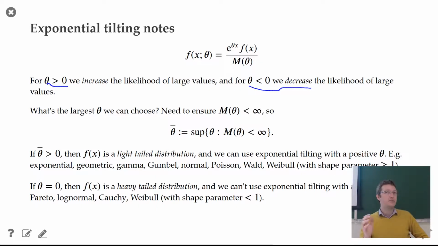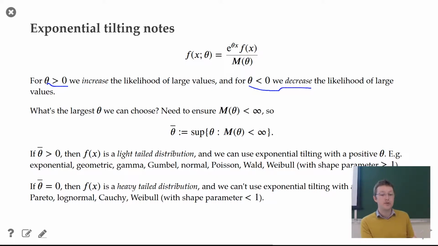And this turns out to actually be a way to define a category of probability distributions. Some distributions, if you push theta even an infinitely small amount above 0, it all blows up straight away. You just can't tilt it. And those distributions are called heavy-tailed. They're the ones like I've written some examples here: Pareto, log normal, Cauchy, Weibull with certain parameters. And so these are the ones that naturally have a high probability of really large outcomes.